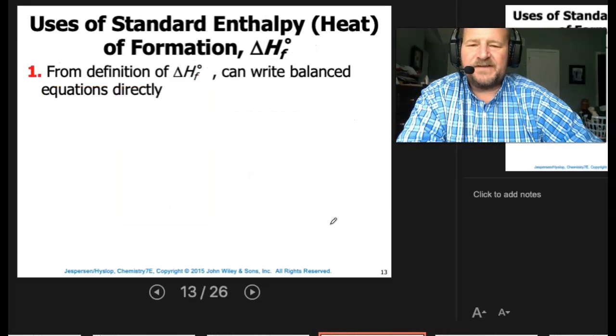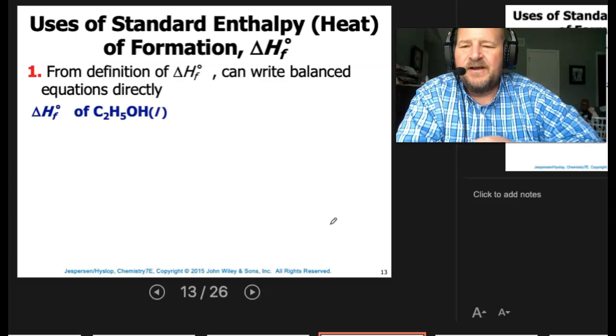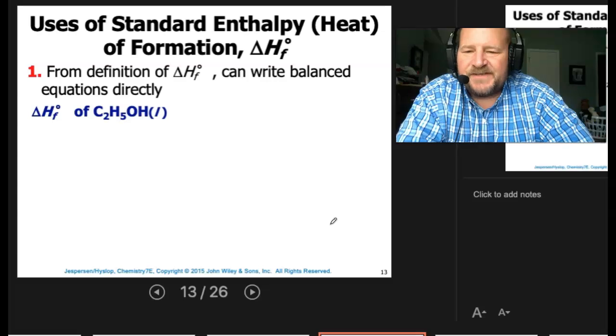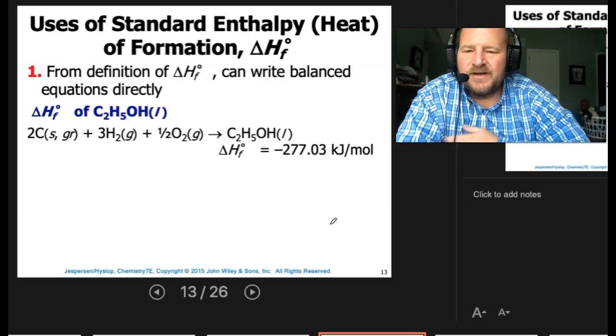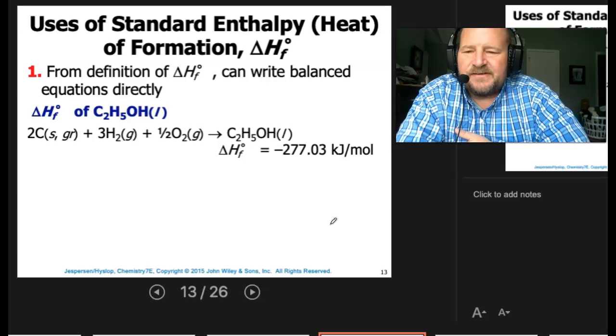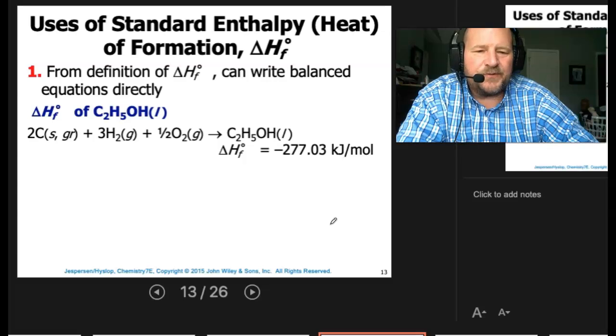So from our definition of delta H F, we can write balanced equations directly. Right, so let's see. If we want to do the delta H formation of C2H5OH as a liquid, we can take 2 carbons plus 3 H2 plus a half of an oxygen, and that will make ethanol. Okay? The delta H of that formation is negative 277.03.